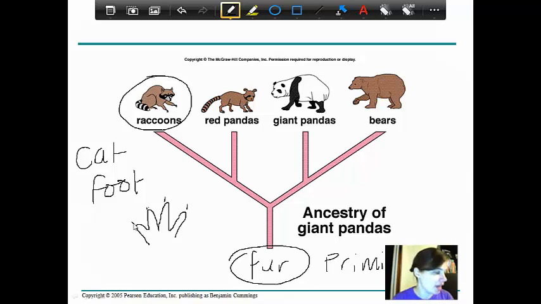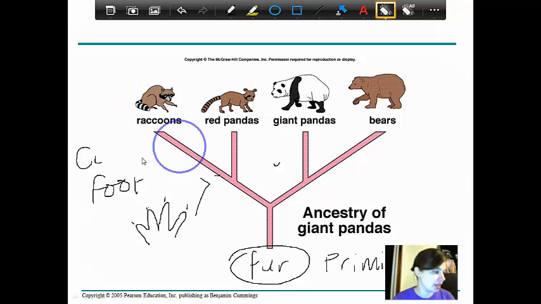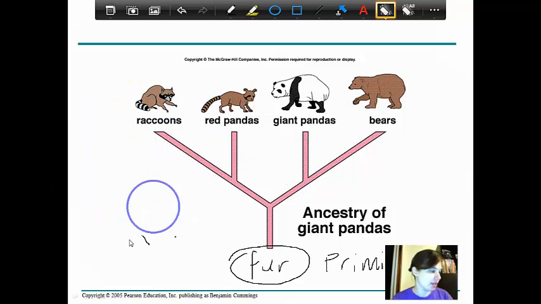Okay, so our cat foot is our derived character for this group. So this is a new trait that showed up with this clade or this group of organisms. Right? So fur existed beforehand, that's primitive. The cat foot existed with this group only, and so that's considered derived. And make sure that you understand that, and if you need to label that in your own cladogram, please do that while I erase.